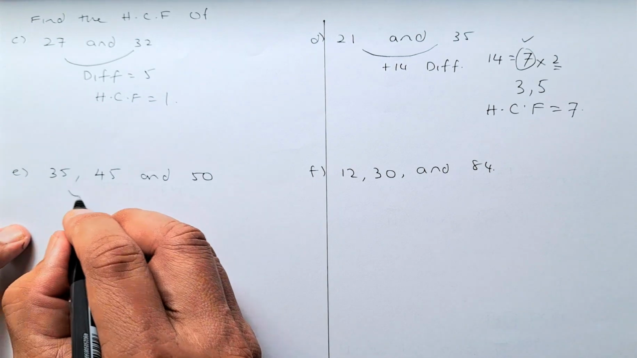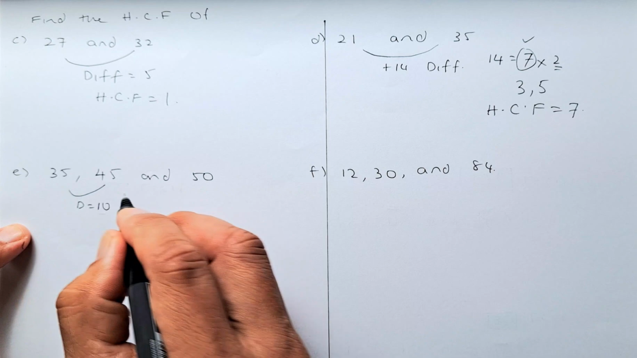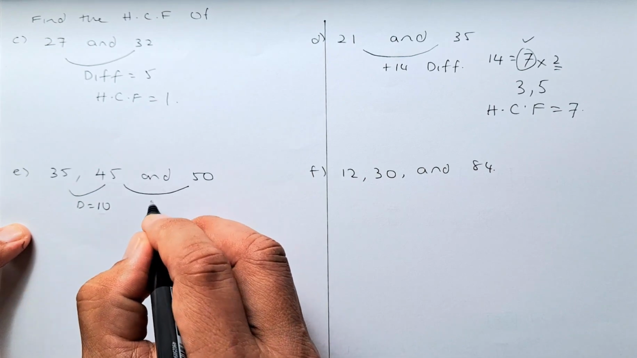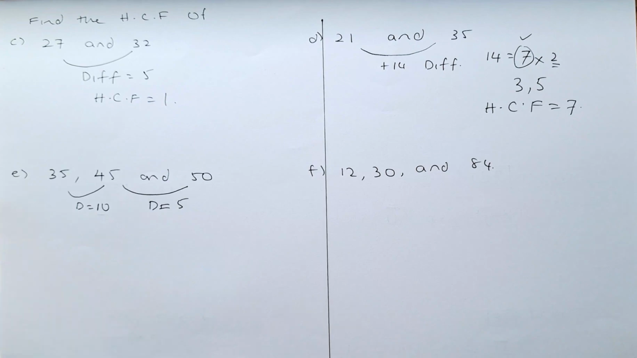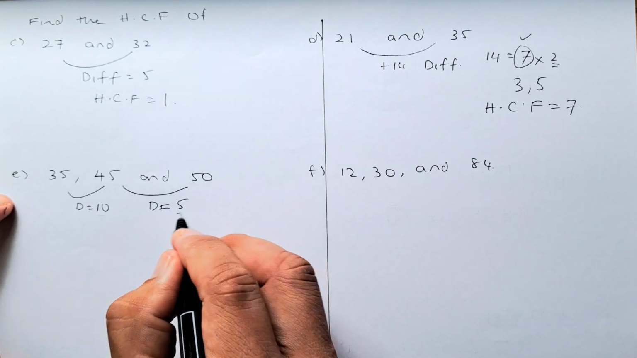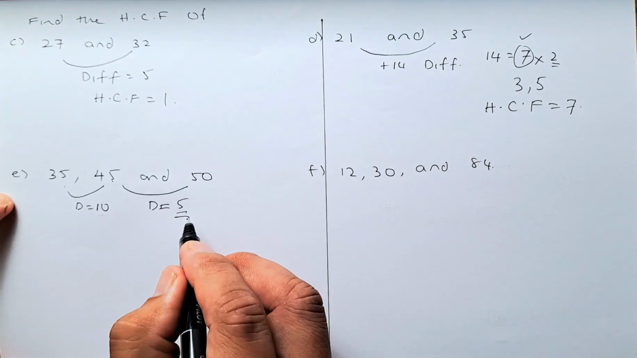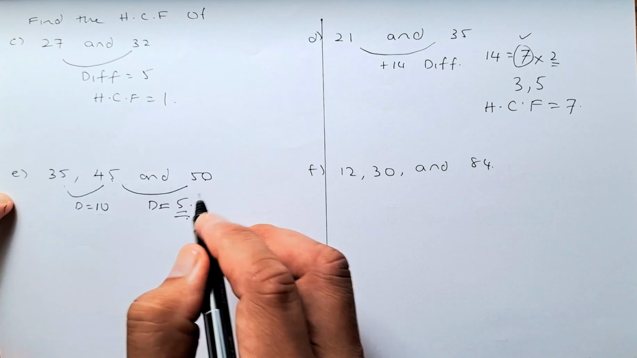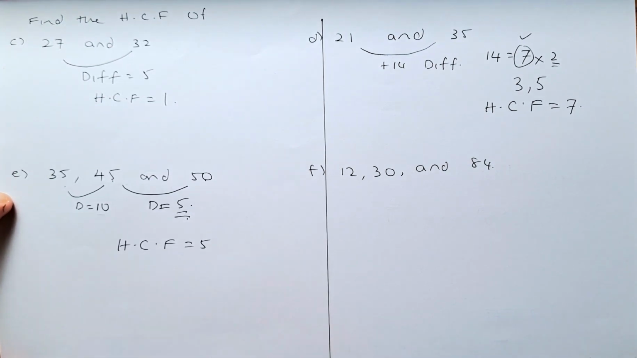So the difference between 35 and 45 is 10. And the difference between 45 and 50 is 5. So you look for the least common difference, okay? The least is 5. So can 35 be divided by 5? Yes. Can 45 be divided by 5? Yes. 50 divided by 5? Yes. So the HCF is going to be 5.